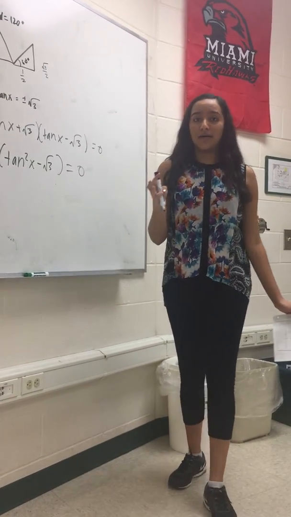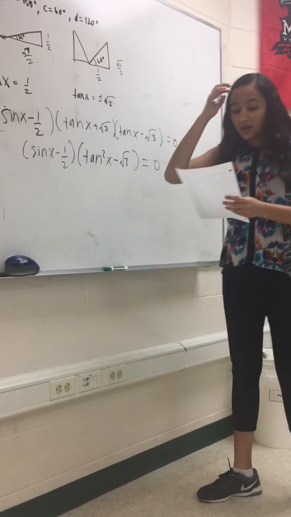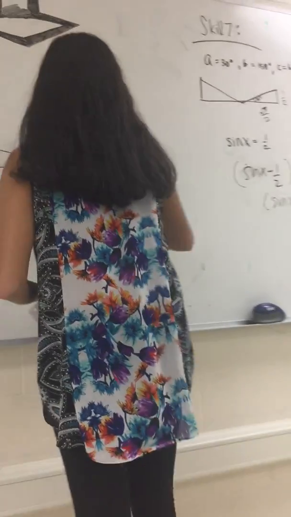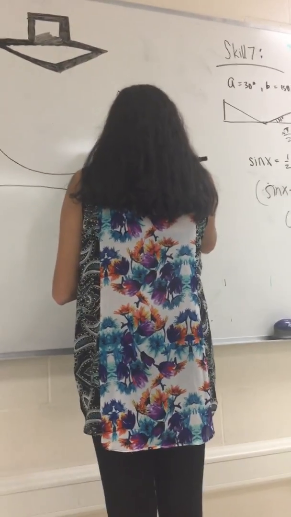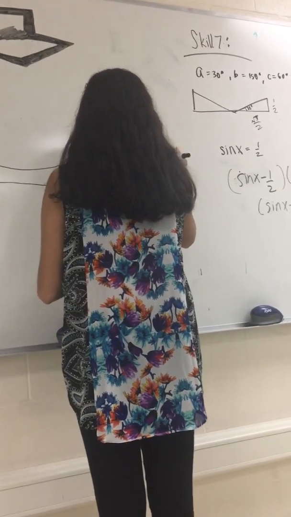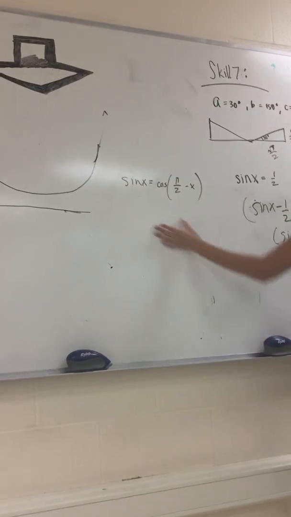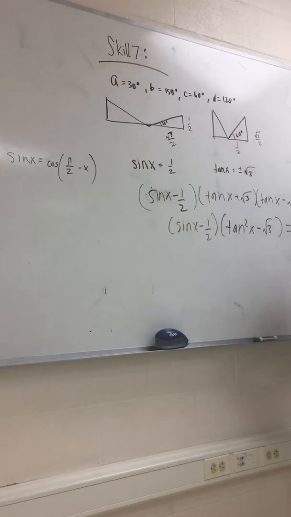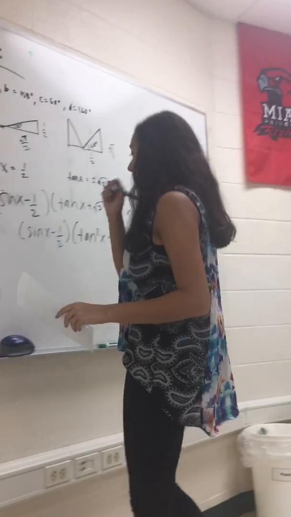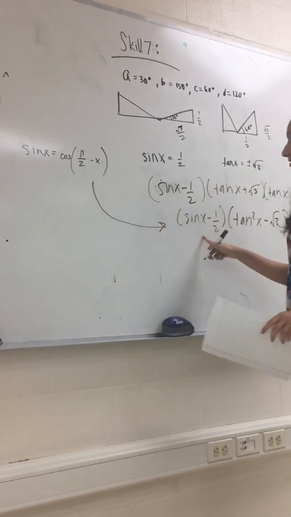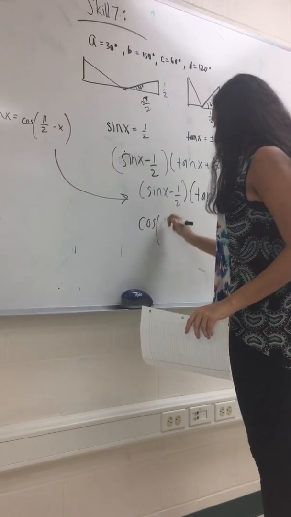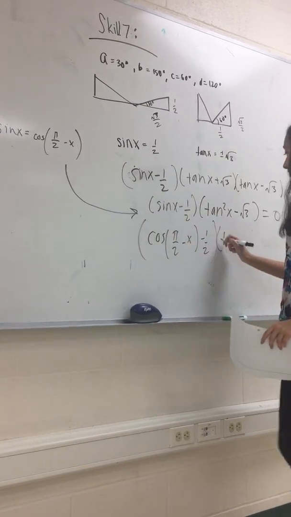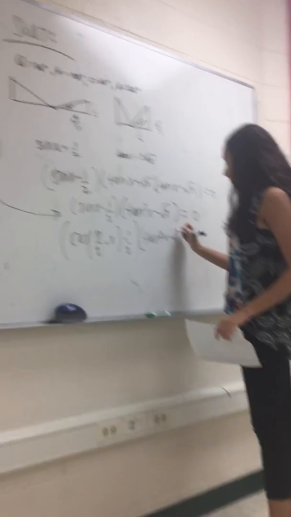Now from here I have to use 3 trig identities to create an equation. The first trig identity I used is that the sine of x is equal to the cosine of pi over 2 minus x. So essentially I found where the sine of x is in my equation and I substituted it with this. That would be one example of using a trig identity. When you implement this identity into this equation, you'd get cosine of pi over 2 minus x minus 1/2, and then you multiply this with the tan squared x minus 3 equals 0.